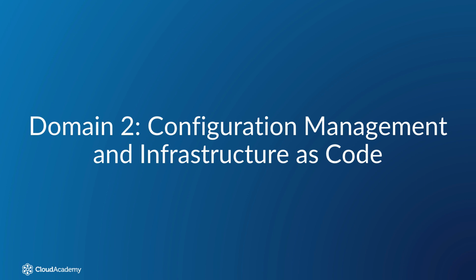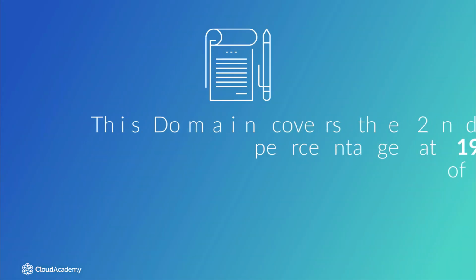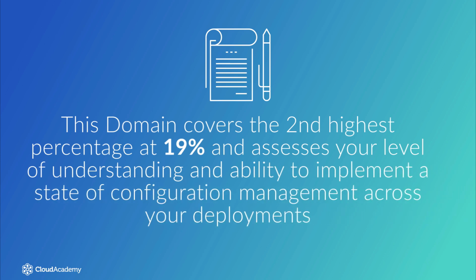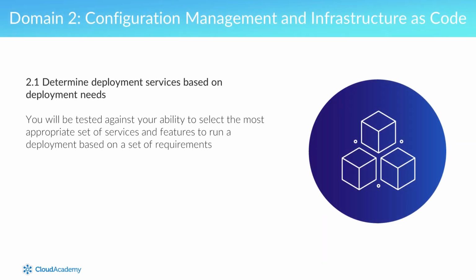Domain 2, Configuration Management and Infrastructure as Code. This domain covers the second highest percentage at 19% and assesses your level of understanding and ability to implement a state of configuration management across your deployments, from security and compliance to selecting the most appropriate AWS service to manage your infrastructure. Determine deployment services based on deployment needs.